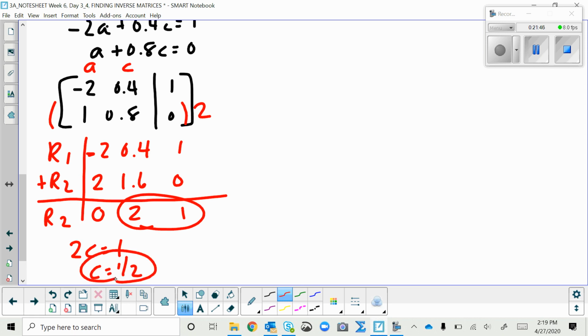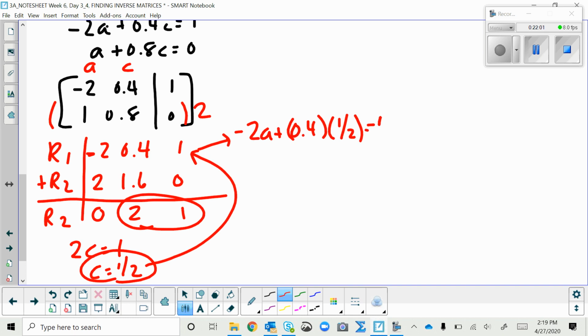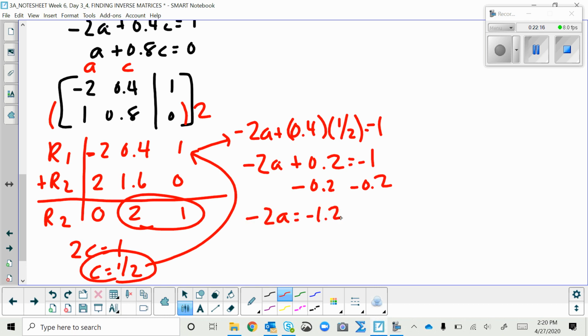I will take that and plug it into this equation, which will give me negative 2a plus 0.4 times c, which is now 1/2, equals 1. So negative 2a, half of 0.4 is 0.2. I will subtract that from both sides. Negative 2a equals negative 1.2. Divide by negative 2. A equals positive 0.6.